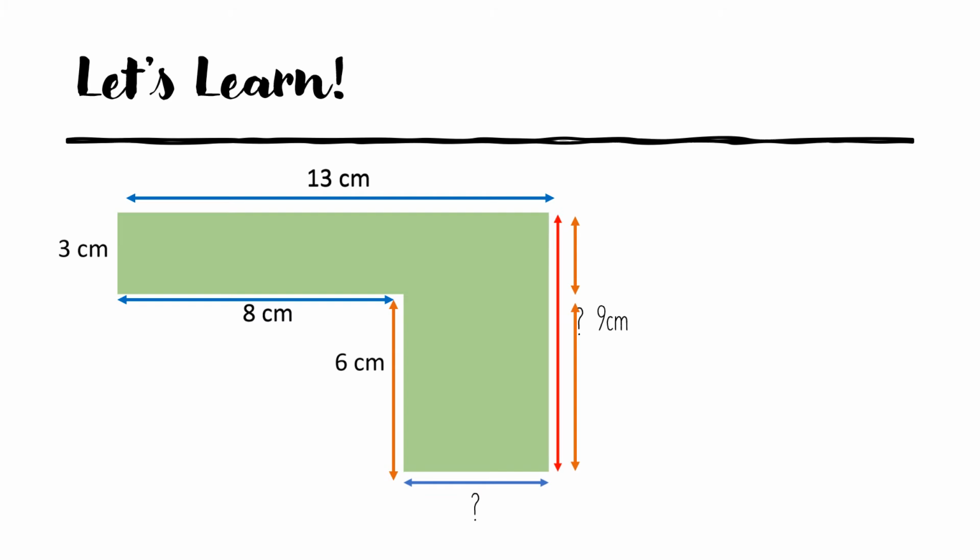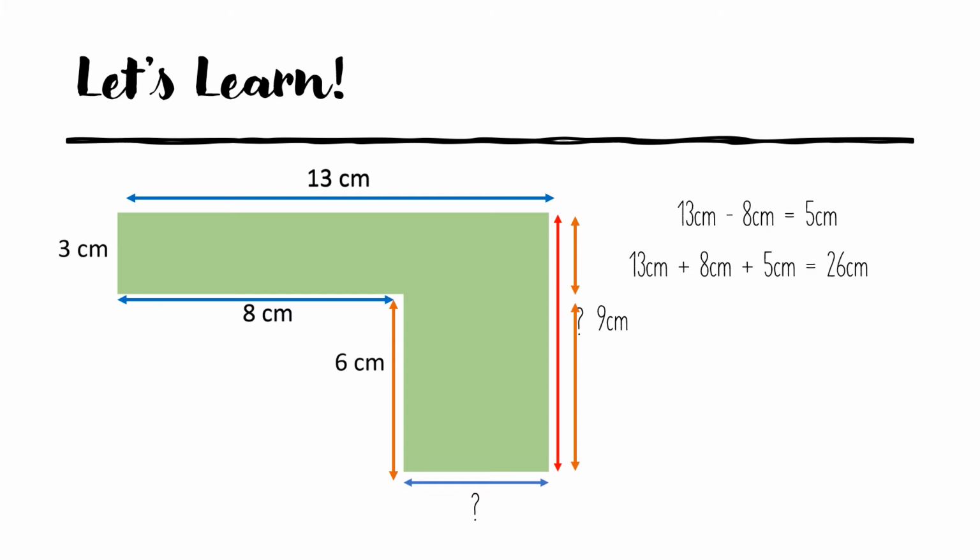Fantastic, I could take 8 away from 13, couldn't I? What is 13 take away 8? Well done. It is 5 centimetres. So the length of that side is 5 centimetres.